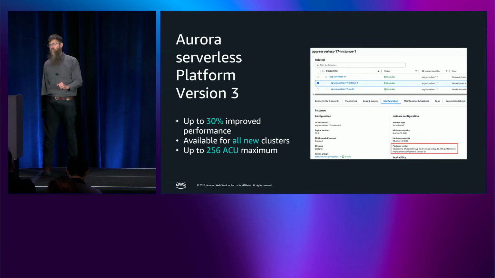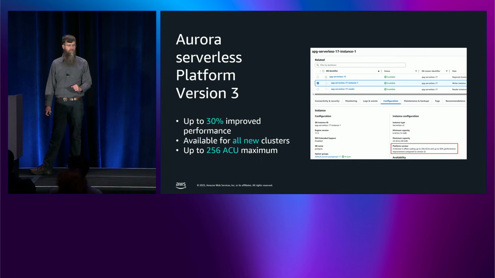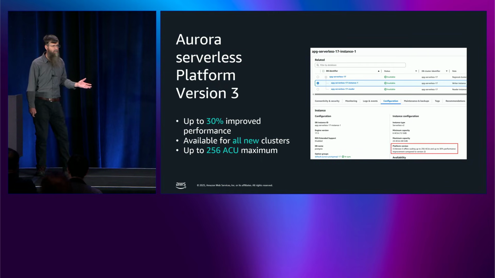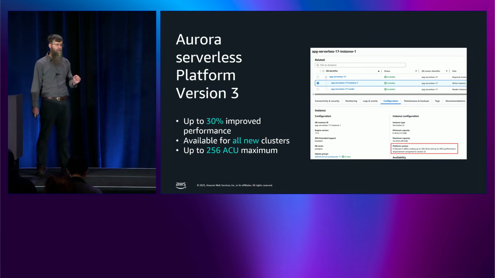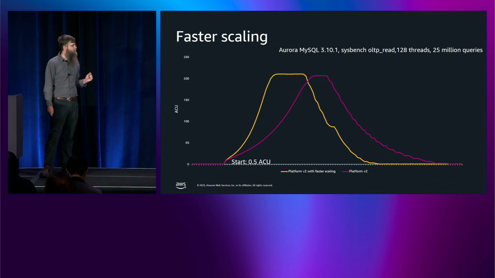The other thing we've done with Aurora Serverless recently is introduced platform version 3. This gives you up to 30% improved performance. It's available for all new clusters. So all you have to do is just restore from a backup or a clone or make a new cluster, you'll get this. It's not even an option that you need to select anymore. So this will give you up to 30% improved performance. So let's look at both of these two things combined.